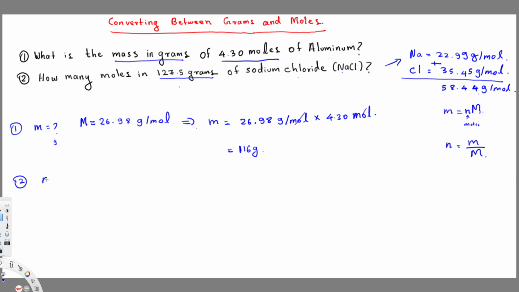Now all I have to do is simply substitute in this equation. So n is equal to m that is provided, 175.5 grams divided by 58.44 gram per mole, and if you calculate this, it gives us 2.182 mole, and that's the final answer.